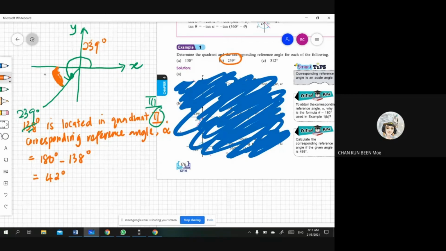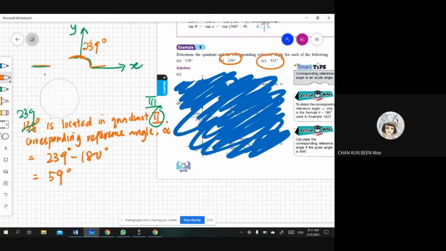Are you okay? If this is 239, do you know how to get this one? We just have to deduct the 180. Are you okay? Yes. Right, so you just need to show it is 239 minus 180. Then you get the answer. The answer is 59 degrees. Okay, now we move to the last one.